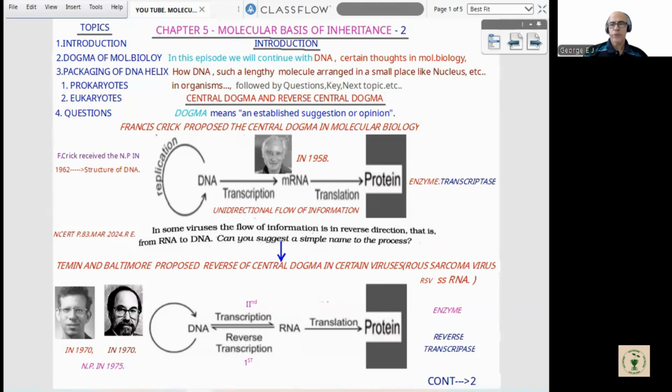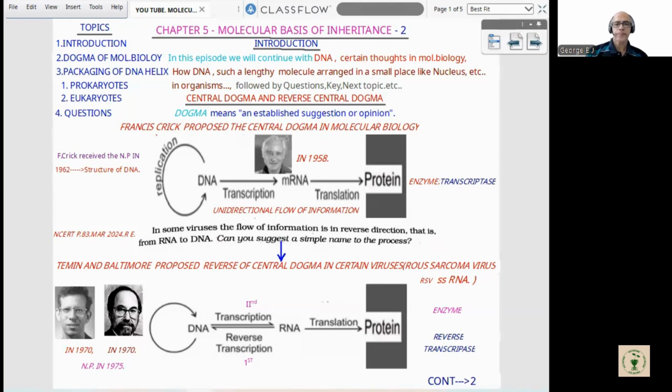And what all topics will we be discussing in this episode? Starting with the introduction. Second is the dogma of molecular biology. Third is packaging of the DNA helix, both prokaryote and eukaryote. And as usual, 5 theory questions and 5 NEET model questions with the key.